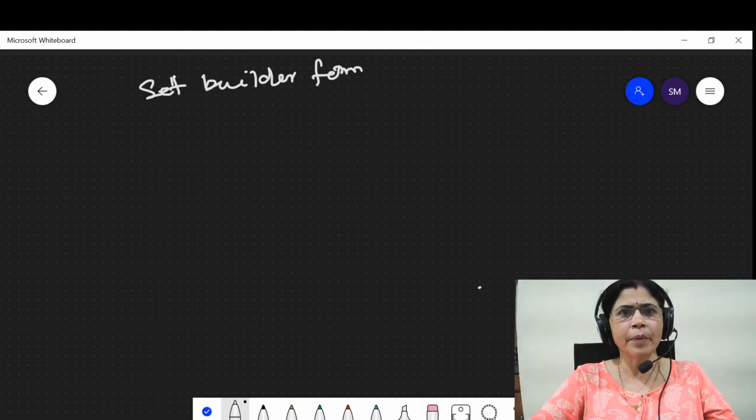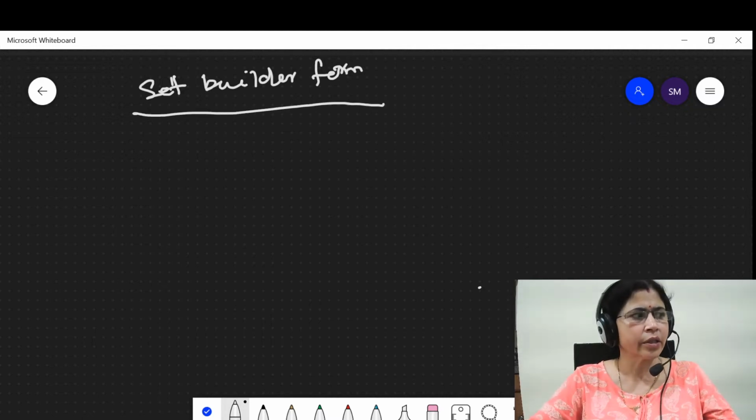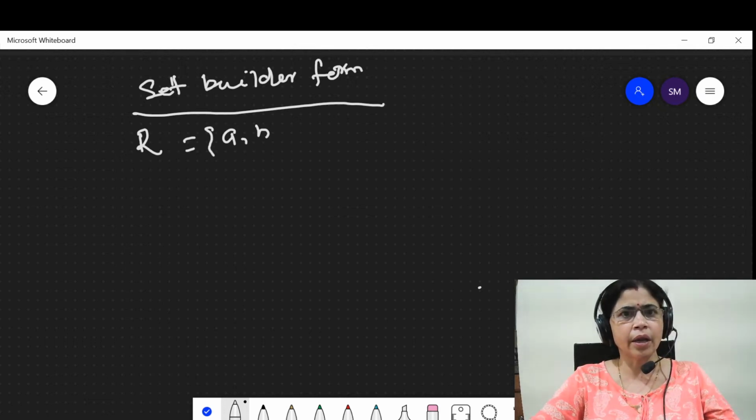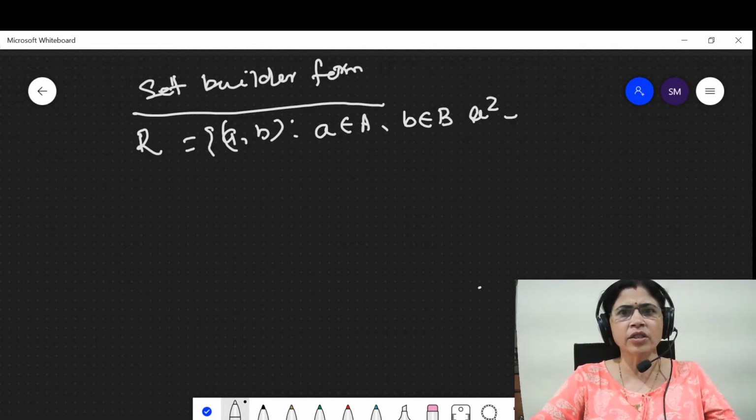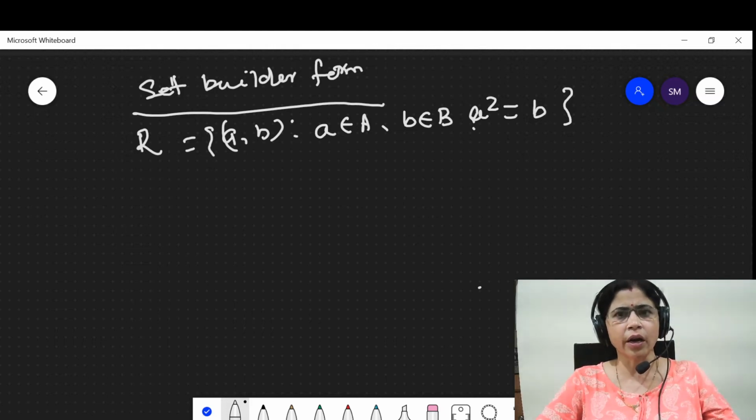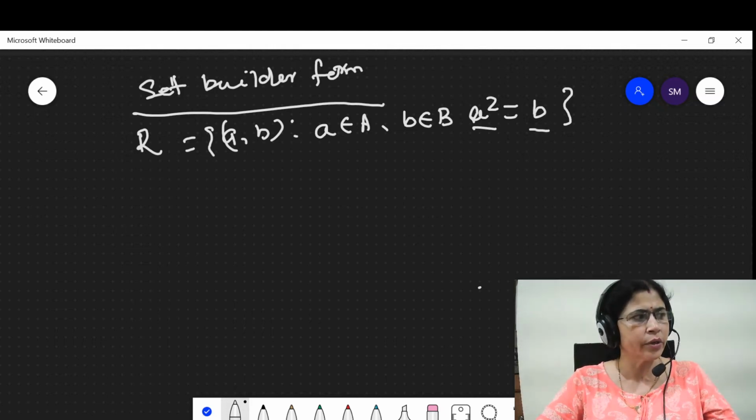We can represent this set in the set builder form in such a way that R is the relation from A to B, such that a belongs to A and b belongs to B, such that a square is equal to b. This is the representation of set builder form.